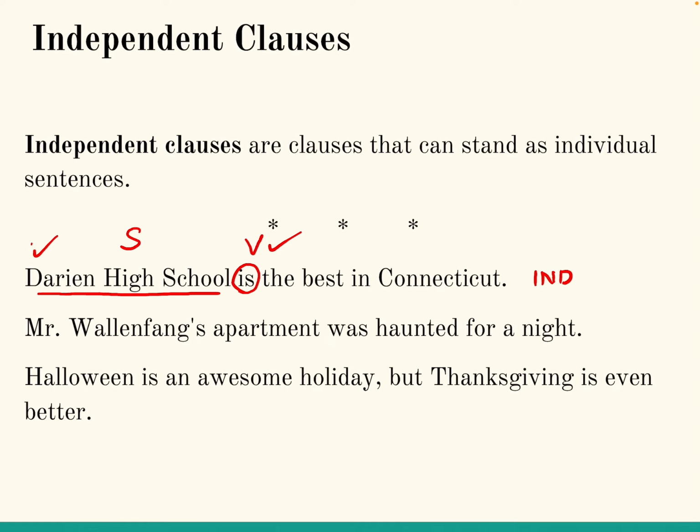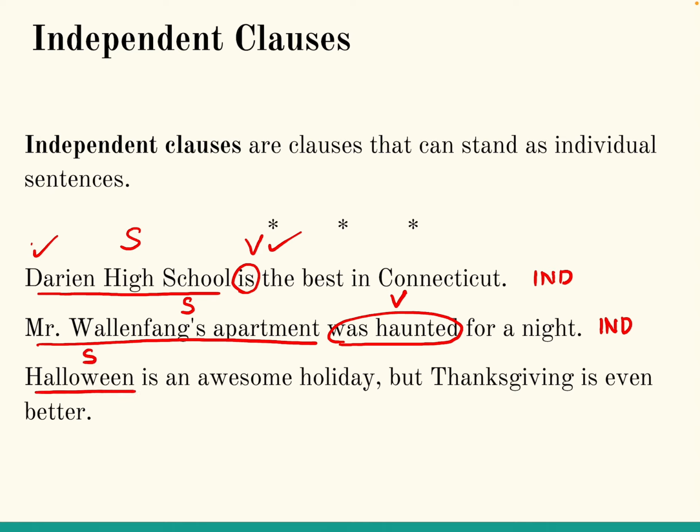Mr. Wallenfang's apartment, that's my subject, was haunted. That's my verb for a night. Someday I'll tell you that story. It's far less interesting than it sounds, but that is an independent clause as well as a simple sentence. Let's take a look at the next one.